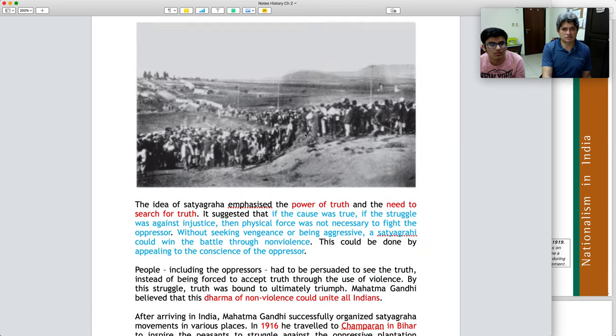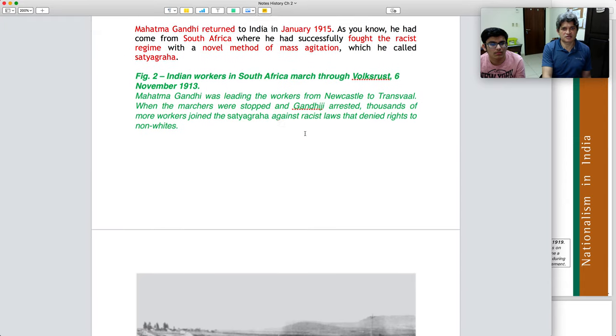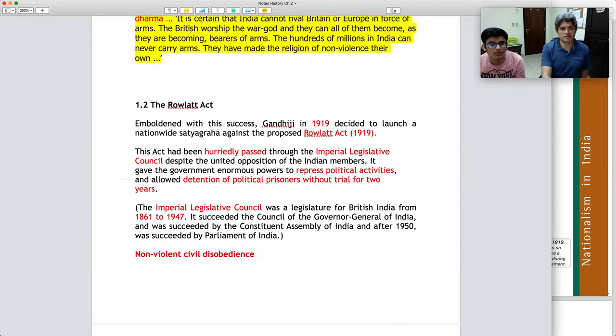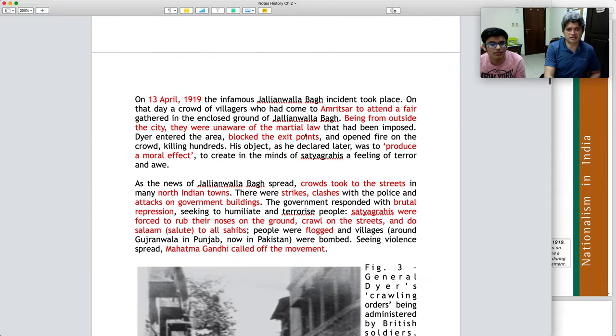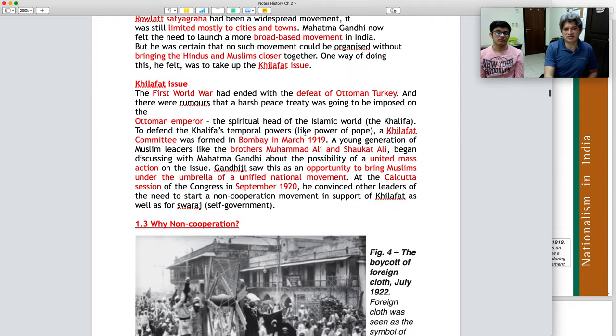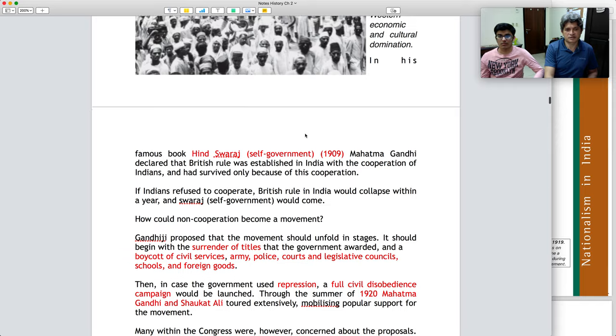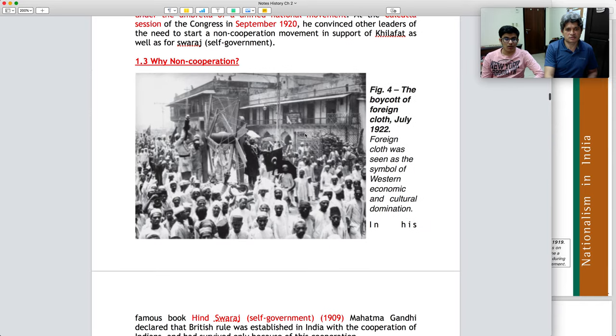So I was just looking for when the Satyagraha started, which was when he came to India. Mahatma Gandhi came to India in 1915, and in 1916 he started the Satyagraha movement in Champaran.